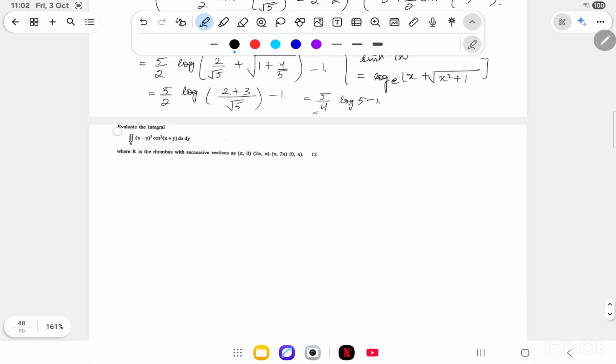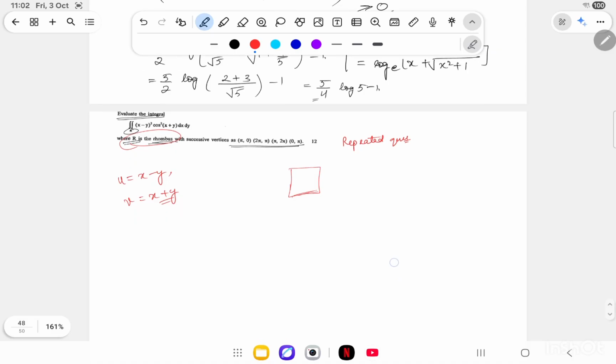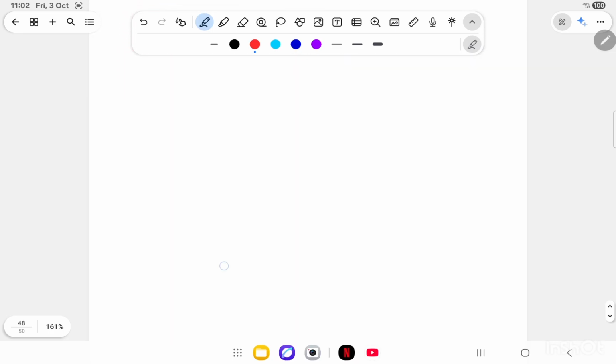The next question says to evaluate the integral over the given region R, and R is basically a rhombus with these vertices. We have seen this question; it is basically a repeated question. The best way to do it is to take the transformation u equals x minus y and v equals x plus y. That basically reduces the region R to a square, and that simplifies the calculation. So you resort to that method. So let's move on to the next question.